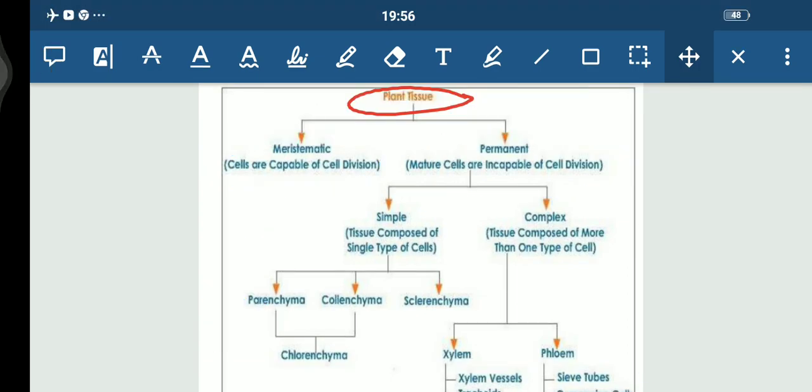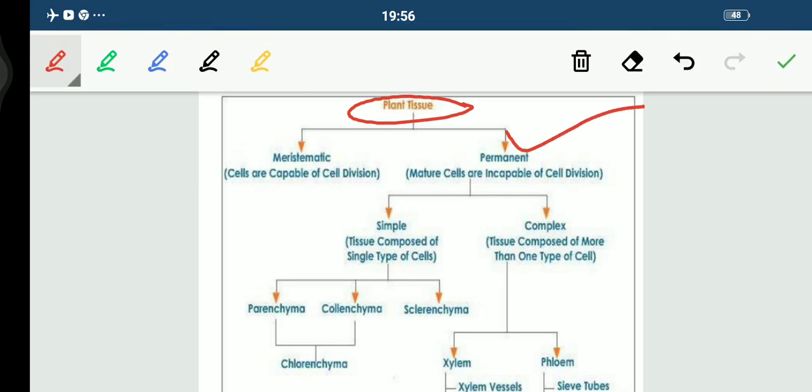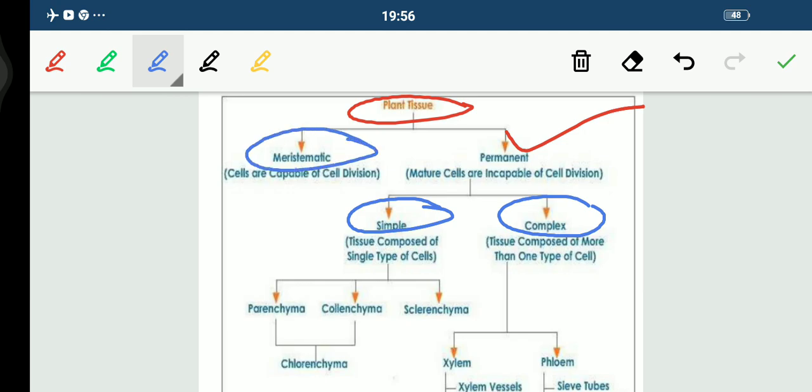Now students, moving on to the permanent tissue, right? It is basically divided into two categories. One is simple, another one is complex. So permanent tissue is of two types. First of all, we should know what exactly the term permanent means here. In the case of meristematic, cells were in a division state, right? But talking about permanent, the word itself indicates, students, that here the cells become mature. Very, very important thing: the cells become mature. If they become mature, it's very obvious that they are incapable of cell division, right?